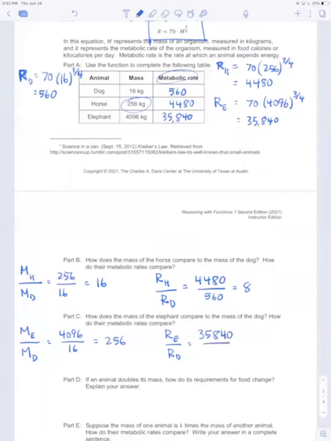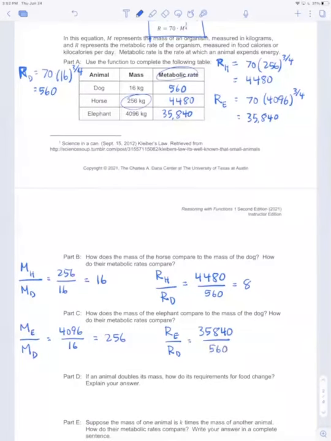And the mass, or the rate of the dog is going to be 560. And again, we'll reduce this fraction and we end up with 64. This tells us the metabolic rate of the elephant is 64 times that of the dog. Let's move to part D.